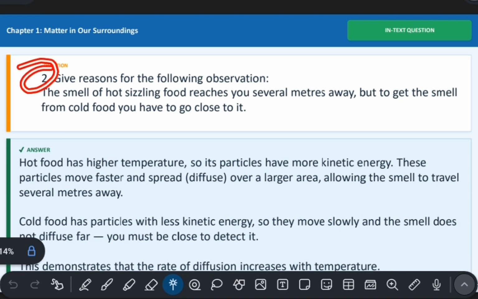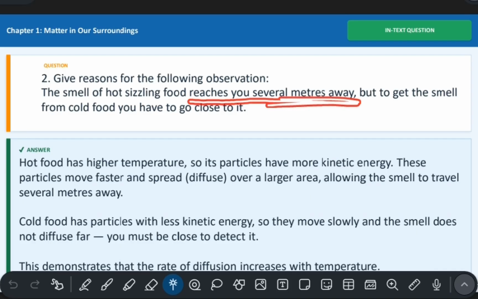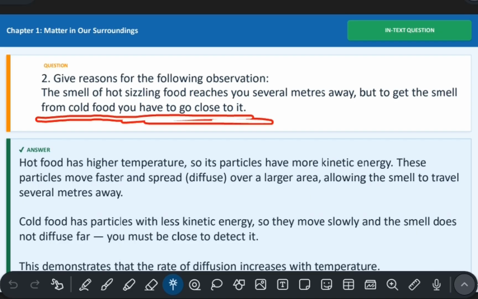So now is the second question. Give reasons for the following observations. The smell of hot sizzling food reaches you several meters away, but to get the smell from cold food, you have to go close to it.